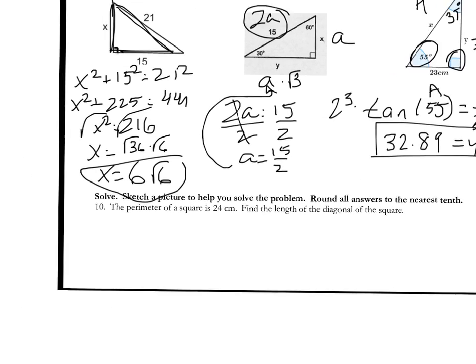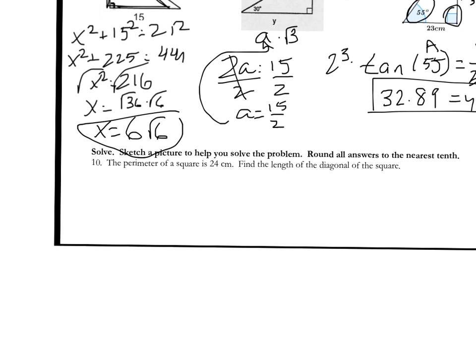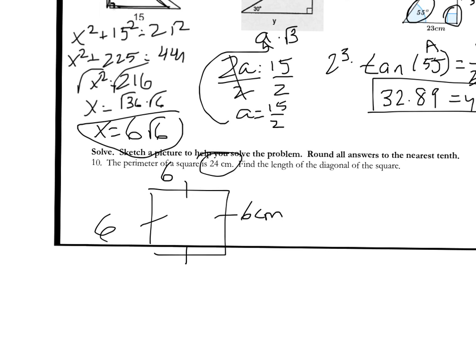Okay, last question here on this page. Word problem. The perimeter of the square is 24. So if I draw a square here, I know they all have congruent sides, and 24 divided by 4 gives me 6. So each one is 6 centimeters long.